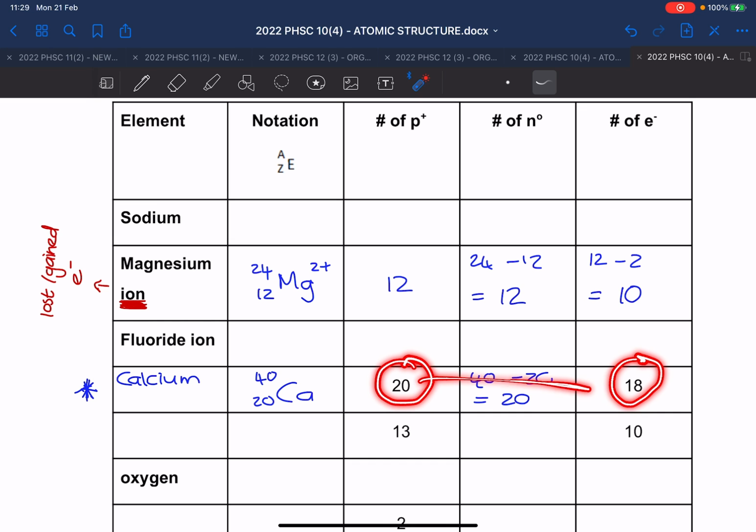So there's a difference. Did it lose or gain? How do you show that it lost? You write 2 plus. So that will be calcium ion. If this was also 20, then it would have just been calcium. Okay, are you with me?